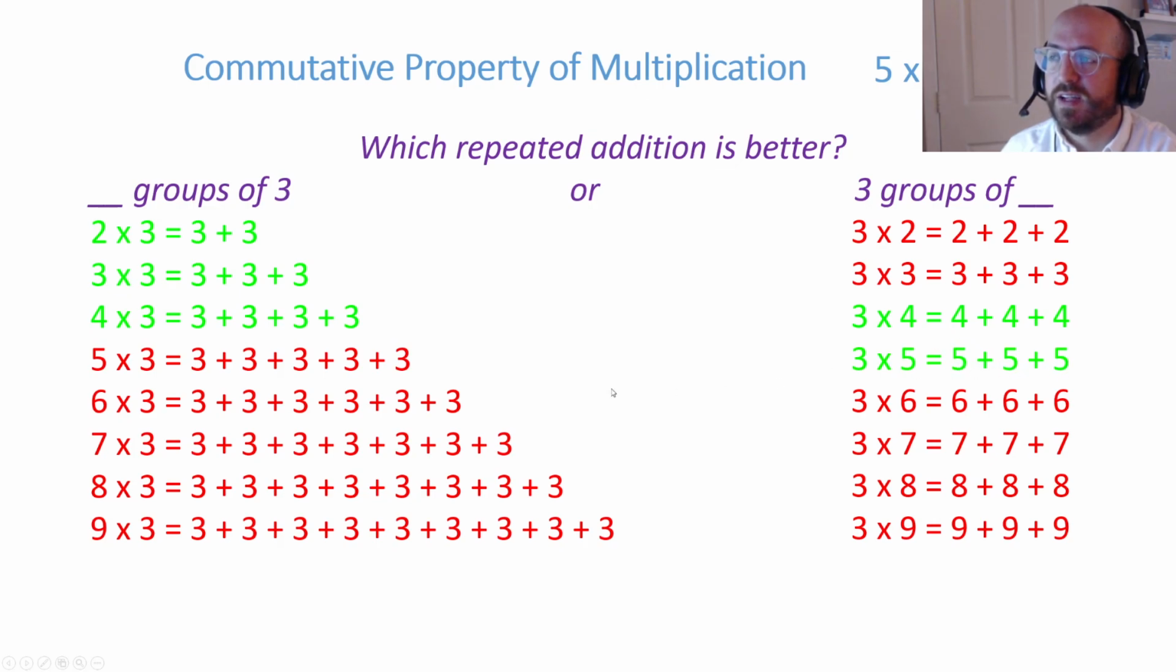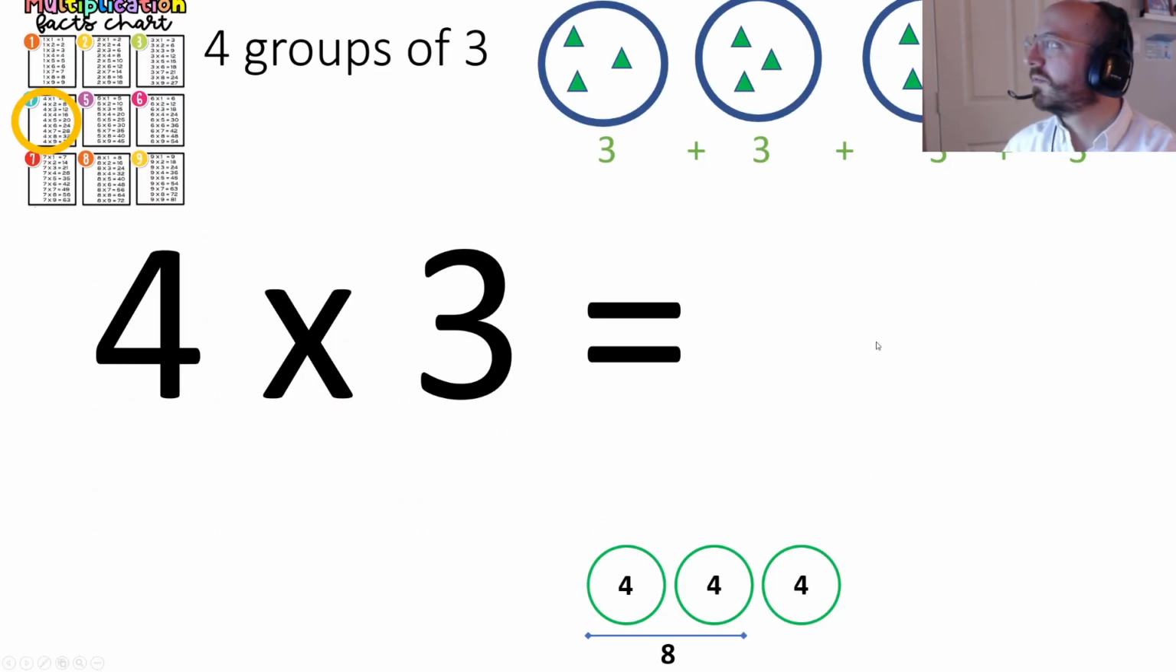5 plus 5 plus 5 is better than 3 plus 3 plus 3 plus 3 plus 3. 6 plus 6 plus 6 is easier than 3 plus 3 plus 3 plus 3 plus 3 plus 3. And then so on. So that is what I hope you learn in the video today, is that for repeated addition, it's usually easier for our three facts to think of them as three groups of blank for these larger numbers. So that's using the commutative property to flip it in order. So four groups of three.